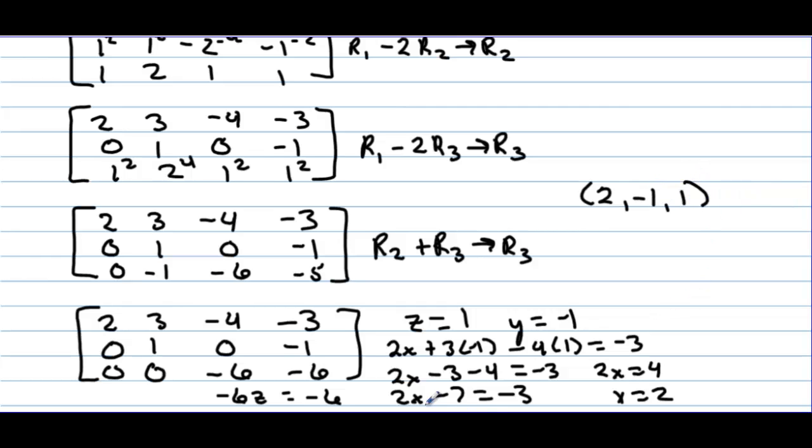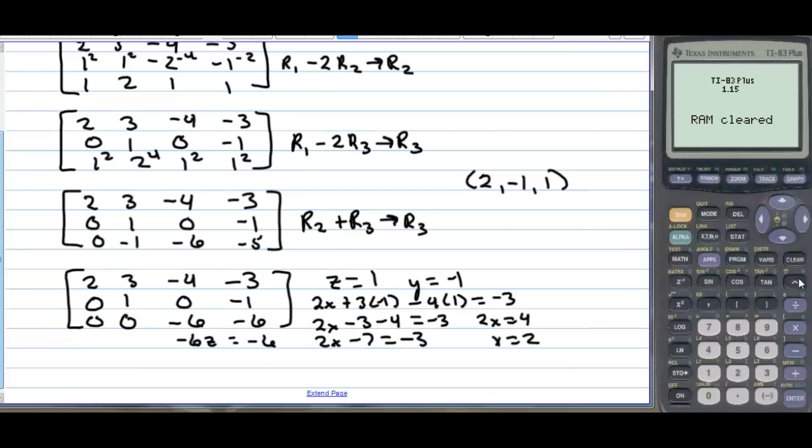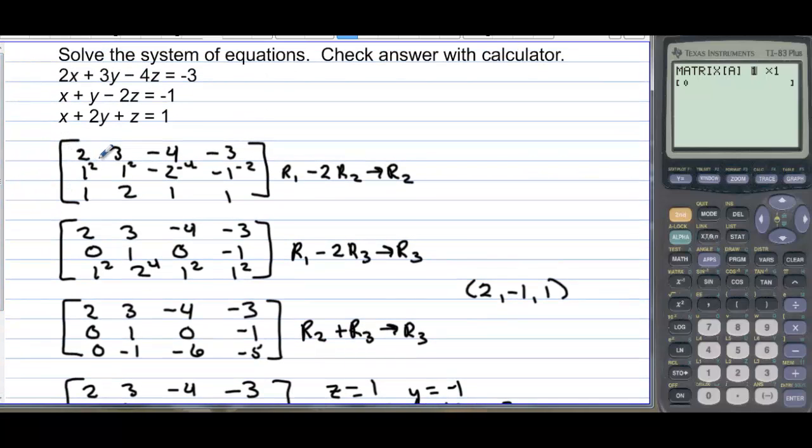Now we're going to use our calculator to solve. In our calculator, we can go to matrix. So we go to matrix, and we want to edit. This matrix is a 3 by 4. So we have 3 by 4. And we have 2, 3, negative 4, negative 3. That's the first row. Then it goes 1, 1, negative 2, negative 1. Whoops, negative 1. And then 1, 2, 1, 1.